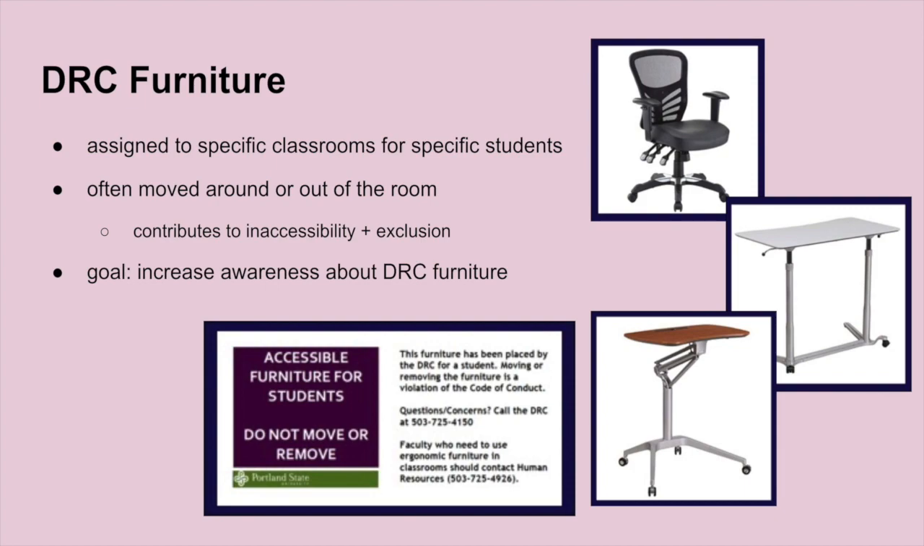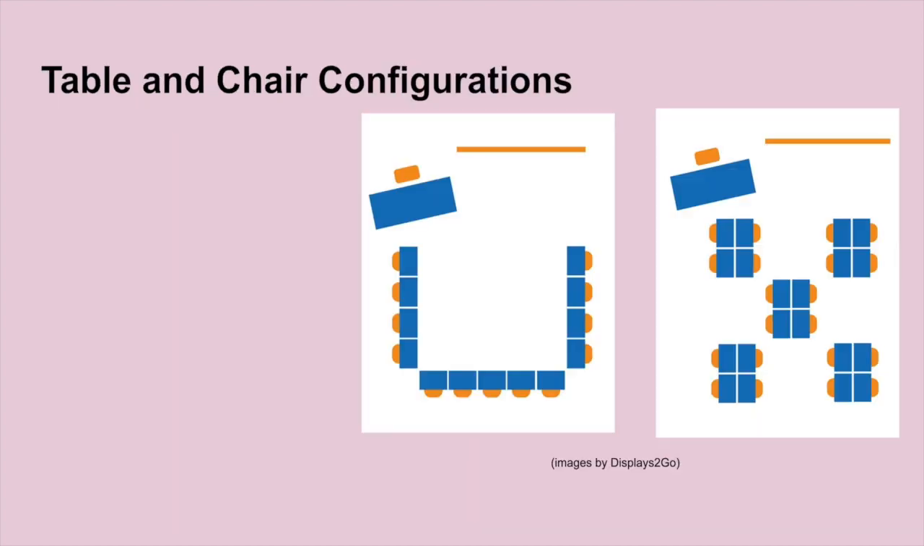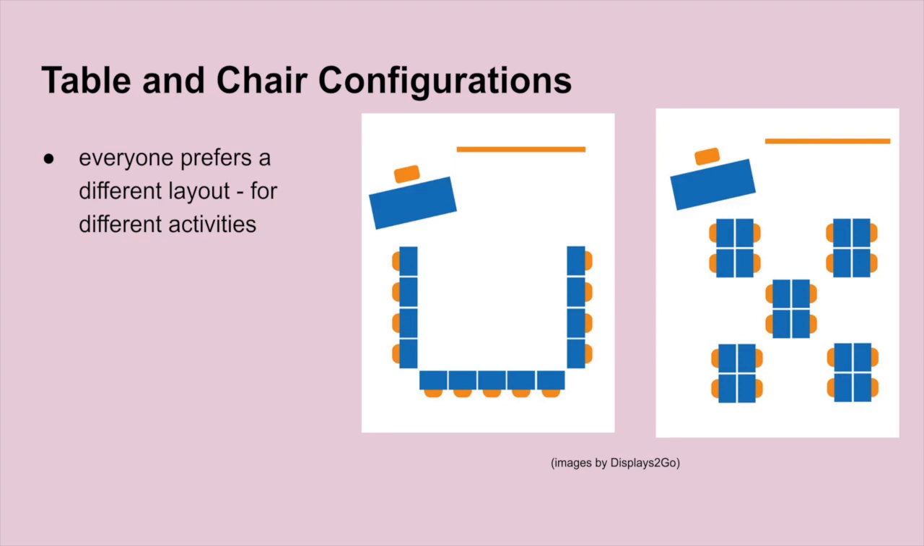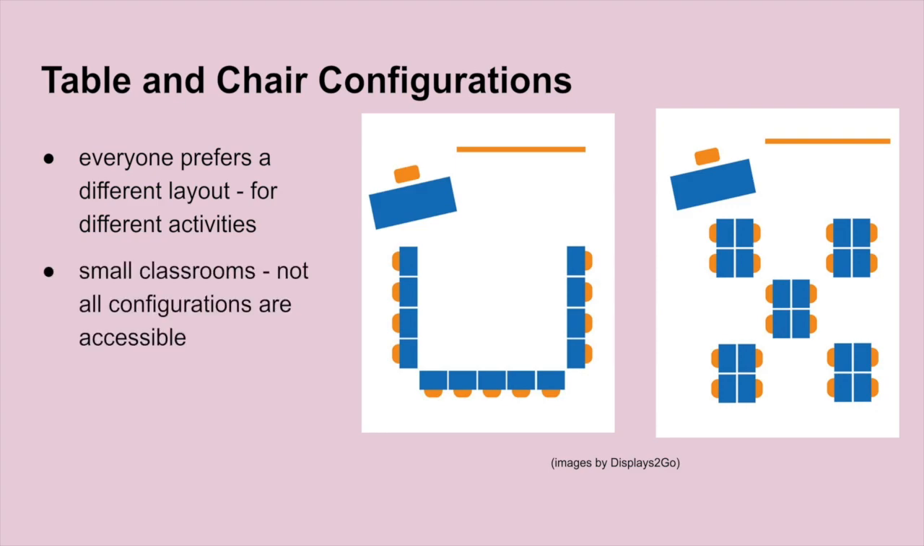Next, we're going to talk about the non-DRC furniture in the room, the tables and chairs. Table and chair configurations. In the School of Social Work, we have freestanding tables and chairs, which is wonderful. We also know that people feel very strongly about different configurations for different activities, discussions, small groups, paired exercises, etc. But not all of those layouts meet baseline accessibility standards because of the small size of our classrooms.